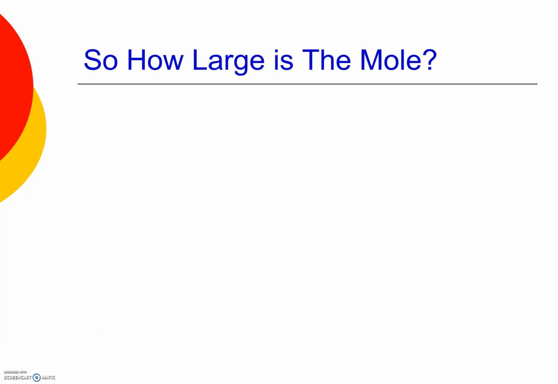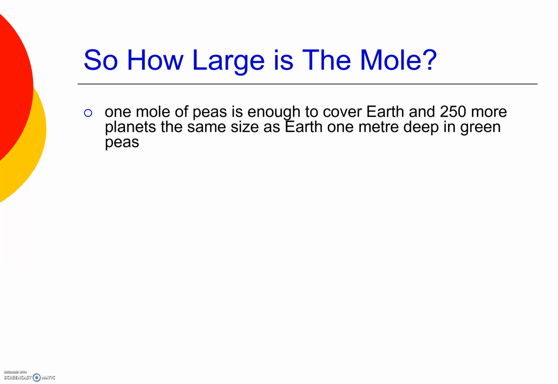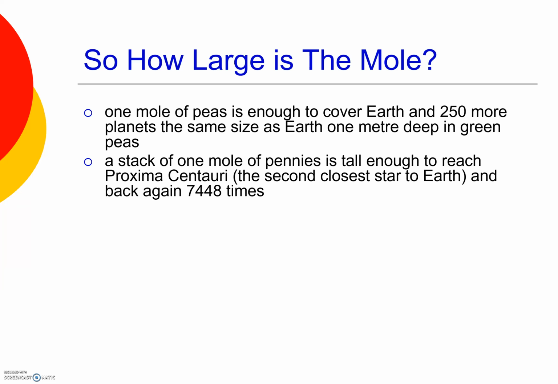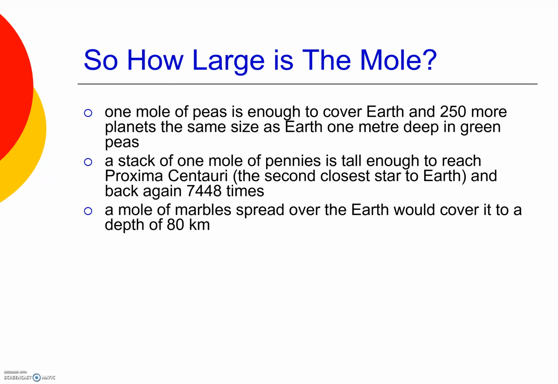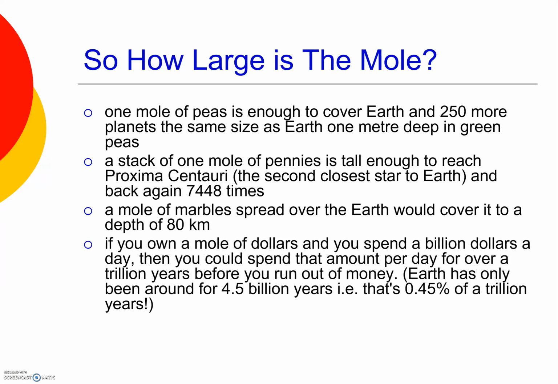So to just give you an idea of how large the mole actually is, 1 mole of peas is enough to cover Earth and 250 more planets the same size as Earth 1 meter deep in green peas. A stack of 1 mole of pennies is tall enough to reach Proxima Centauri, the second closest star to Earth, and back again 7,448 times. A mole of marbles spread over the Earth would cover it to a depth of 80 kilometers. If you owned a mole of dollars and spent $1 billion a day, you could spend that amount per day for over 1 trillion years before you run out of money.